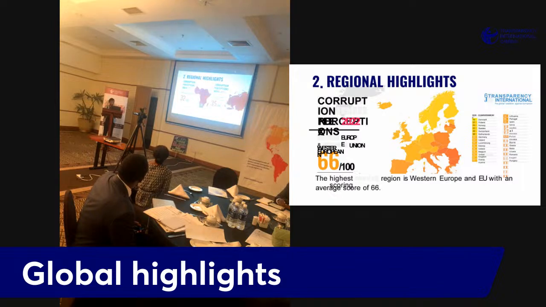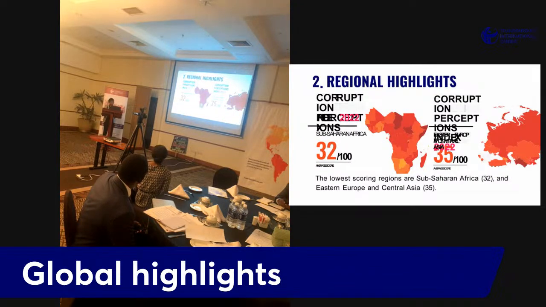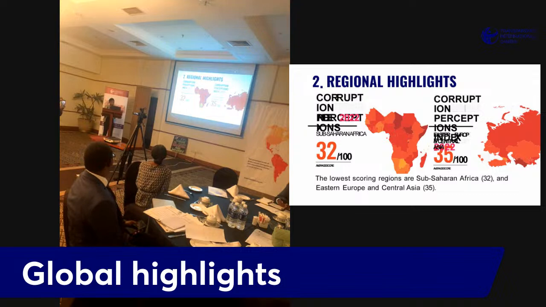When we look at the worst performing regions, unfortunately, our region, Sub-Saharan Africa, continues to perform poorly when it comes to the CPI. We have an average regional score of 32 out of 100, and we are trailing behind Eastern Europe and Central Asia with a score of 35. Interestingly, you will note that Eastern Europe and Central Asia is the region where Russia and Ukraine are included with regards to the CPI score.